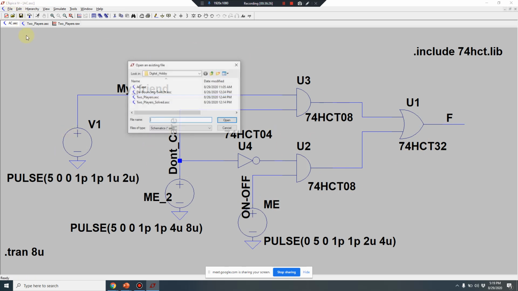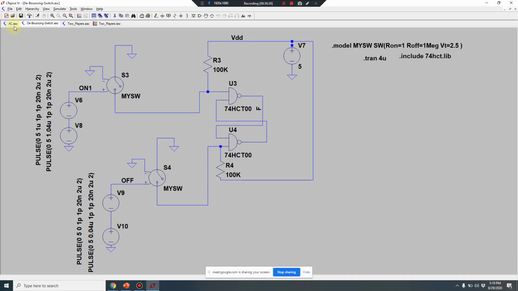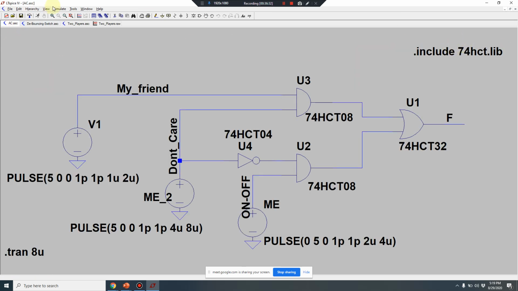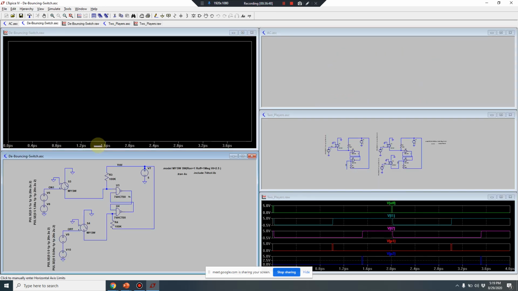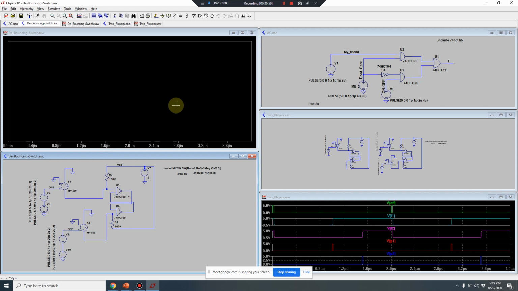I will also give you this debouncing switch. In the debouncing switch there is a small problem. When you run this, you will find it will keep running like this. It will reach 100% and then again it will keep doing it. So what you have to do is keep pressing escape two or three times, then you will get the waveform window.